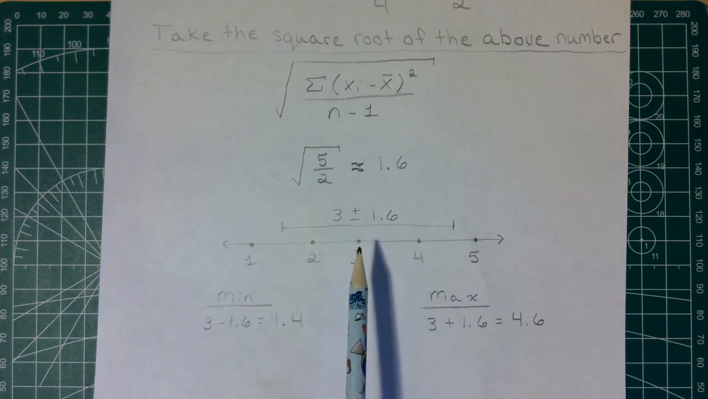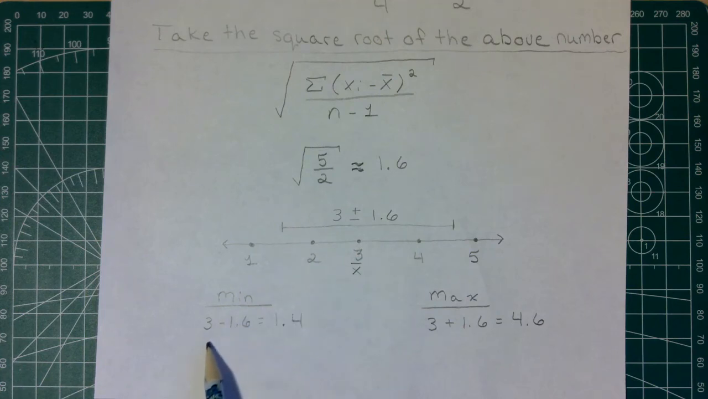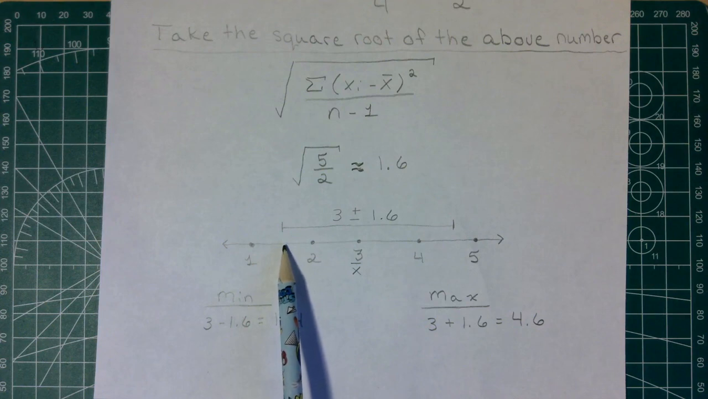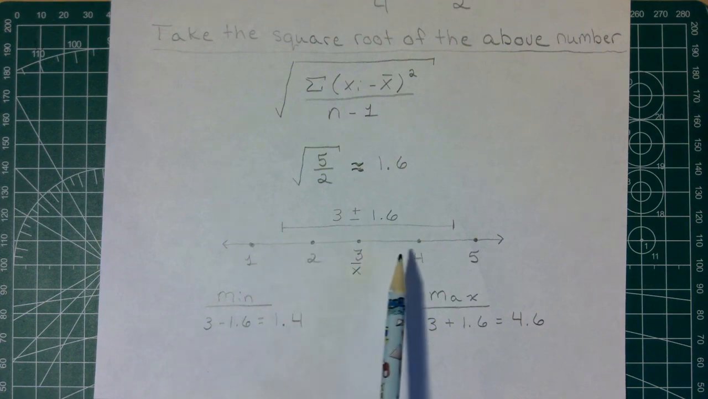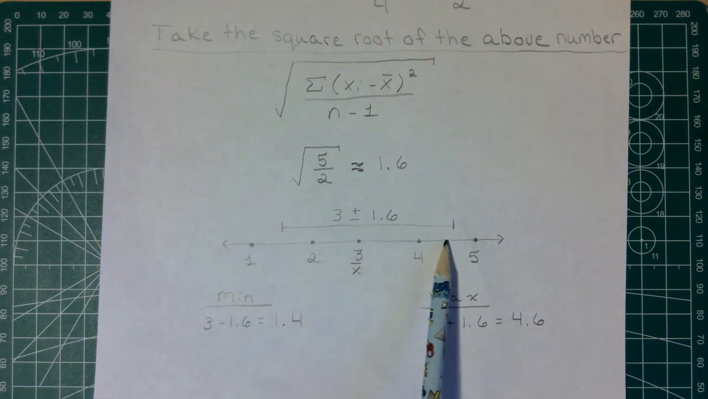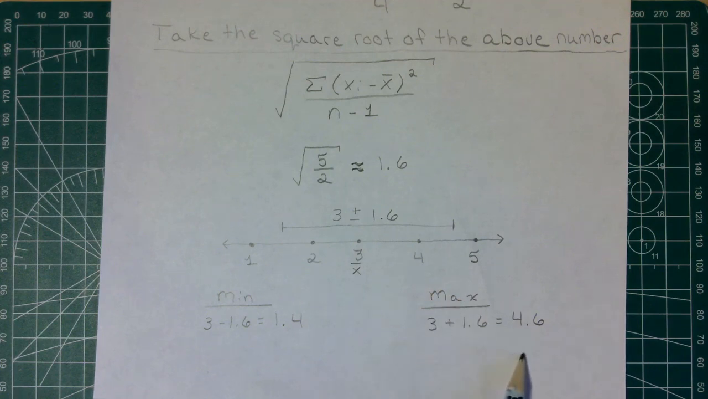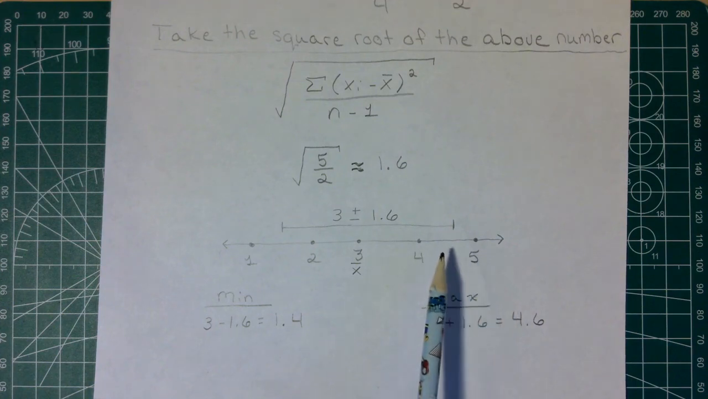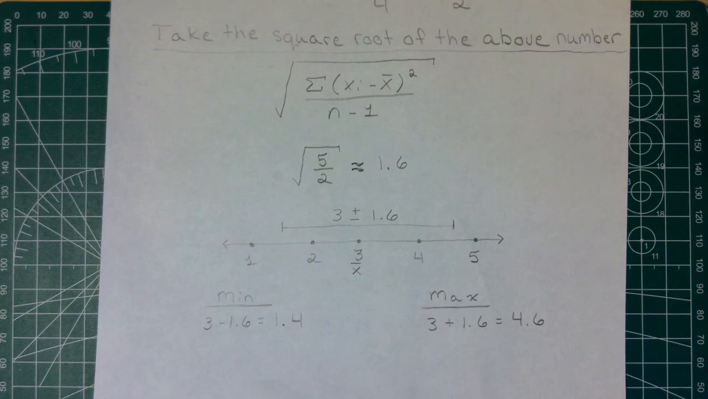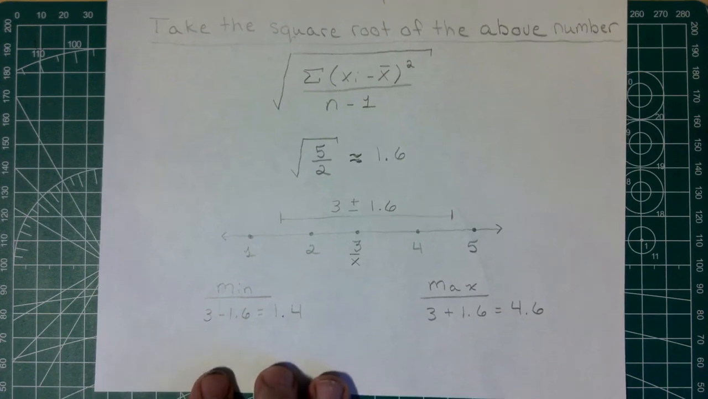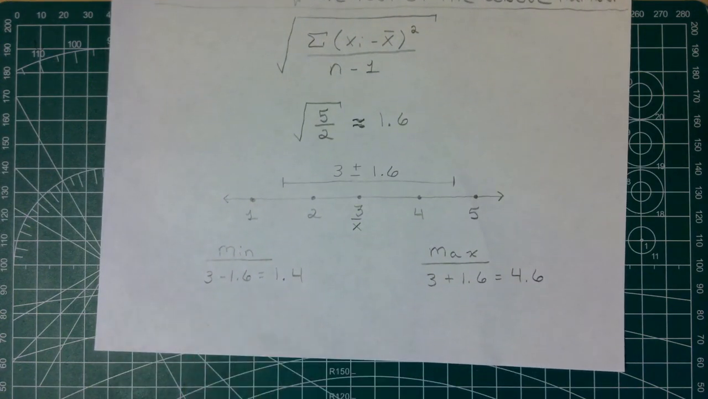So our min value, therefore, is going to be this central value 3 minus the 1.6, or 1.4. That would be this point right here. Okay, and our max value would be 3 plus 1.6, 4.6, which is this value right here. And after performing that last bit of calculation, you guys will be done with this lab.